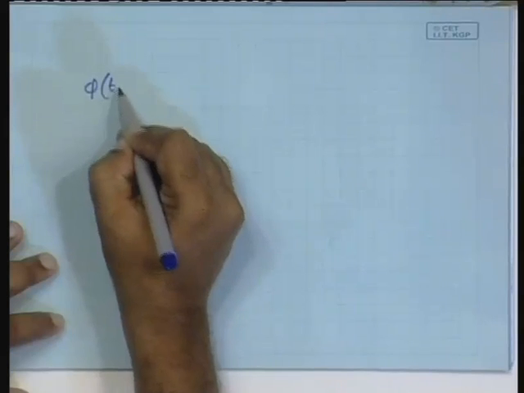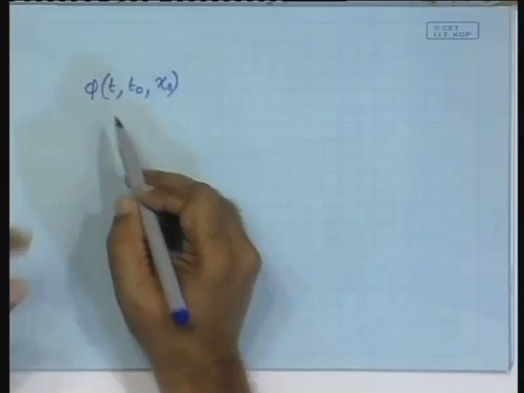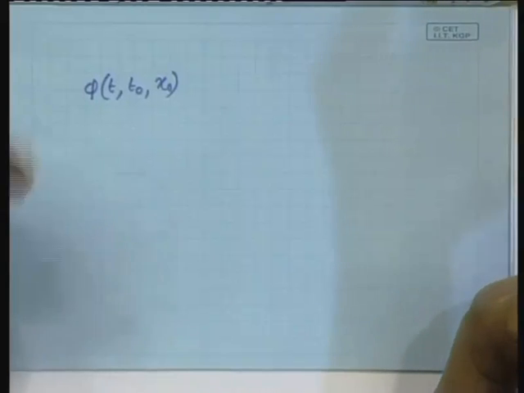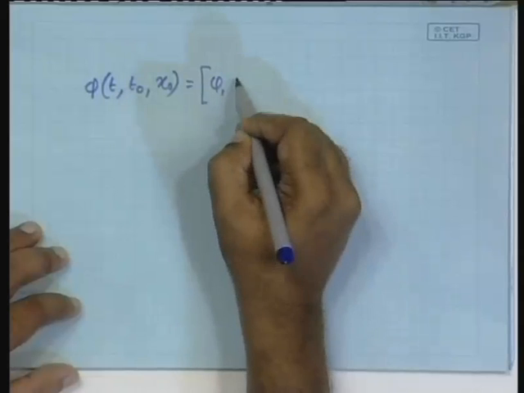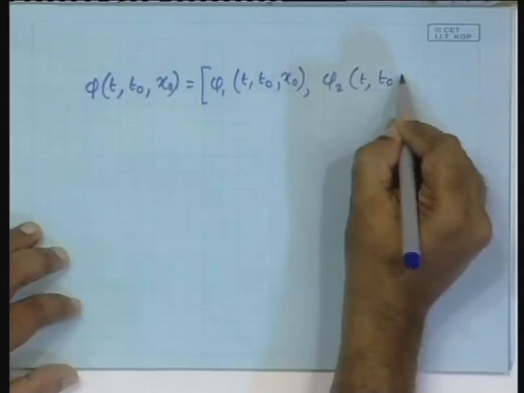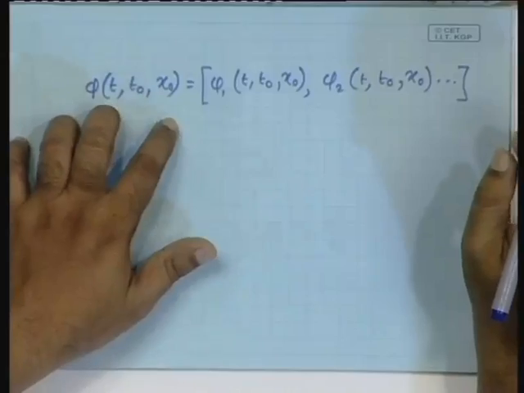Now, you have come across the concept of state transition matrix. Those who have done some course in control theory have done something on state transition matrix. What is state transition matrix? State transition matrix is essentially that this phi of t, t naught, x naught, that means this is the solution of the set of differential equations. That solution can be written as a combination of linearly independent solutions, and those linearly independent solutions can be phi 1 of t, t naught, x naught, comma phi 2 of t, t naught, x naught, and so on and so forth. These are the linearly independent solutions, and the actual solution is written as a linear combination of these.